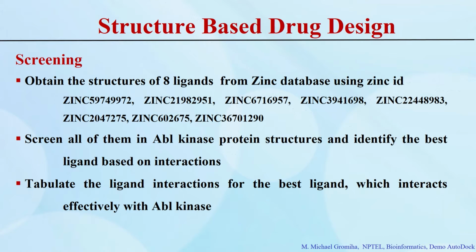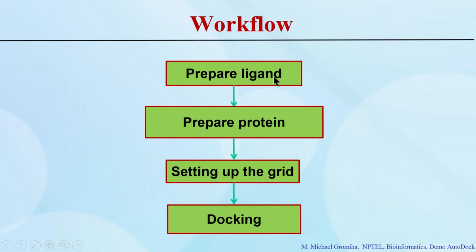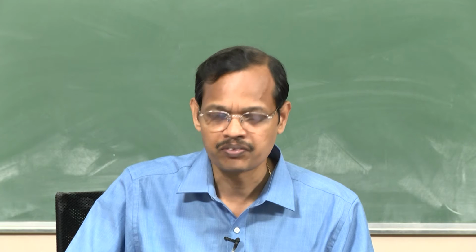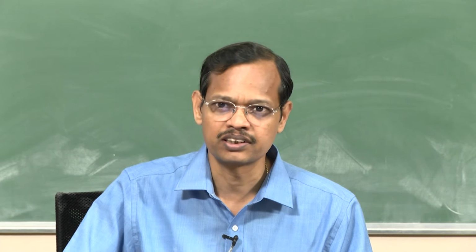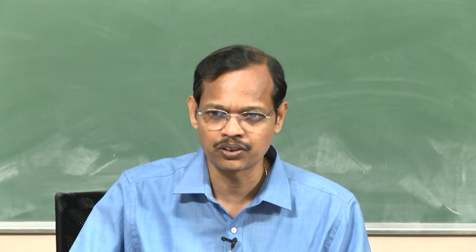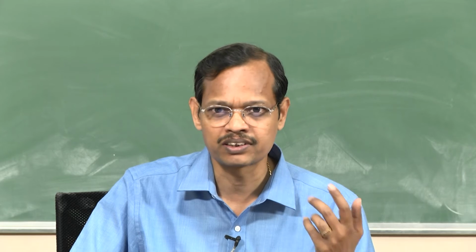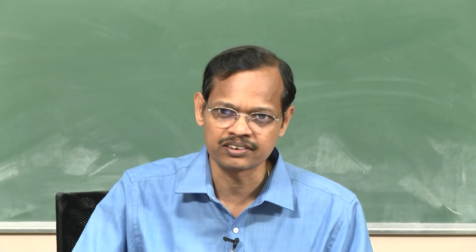The workflow includes first the preparation of the ligand and preparing the protein. I discussed the details in earlier classes, and we set up the grid for the interactions, and finally we need to do the docking and to get the score between protein as well as the ligand. Now, we watch the detailed procedure to get the complex as well as how to get the score and how to identify the best ligand among the pool of different ligands obtained from the Zinc database.